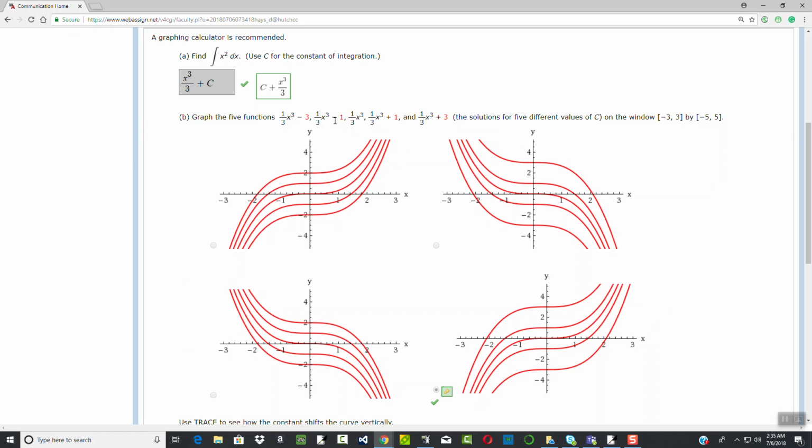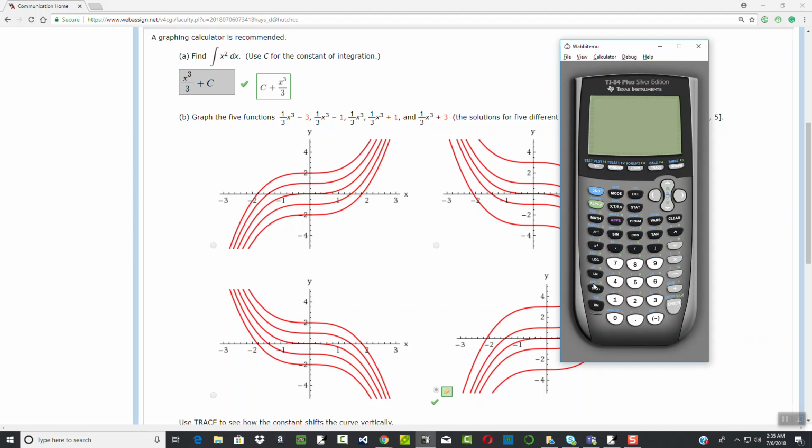Now for these down here where it says graph those, you just plug those in your calculator. For example, let me do one. Go to y equals, I'm going to do a clear and then do zoom 6, set my standard view window back. Go back to y equals, and I got 1 divided by 3, x to the third. So I do x caret 3 minus 3. And then you go down to y2, you put the next one, then y3, and then y4.